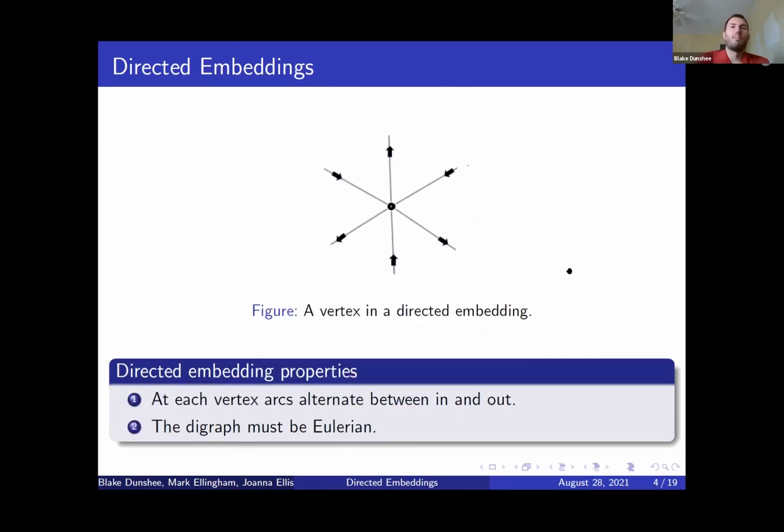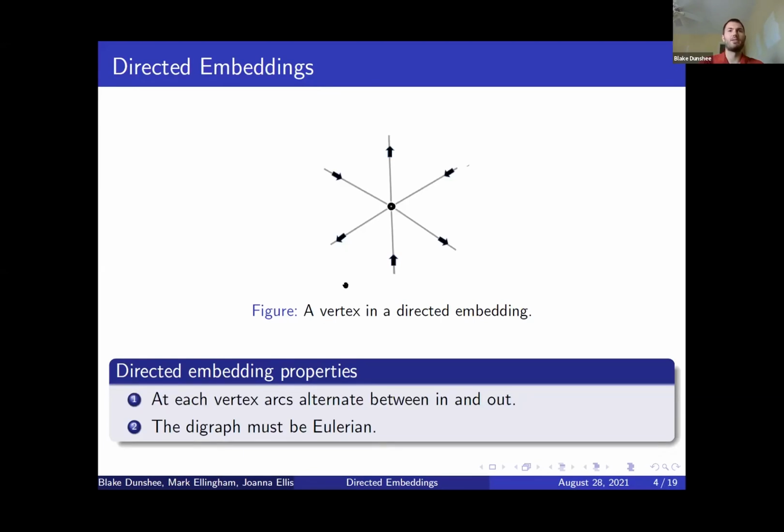So what does this mean for the directed embedding itself? Well, let's make two initial observations here of what must be true in a directed embedding. First of all, this directed embedding must be Eulerian. We have to have an equal number of in edges and out edges at each vertex in order for our facial walks to properly follow the direction of our edges.